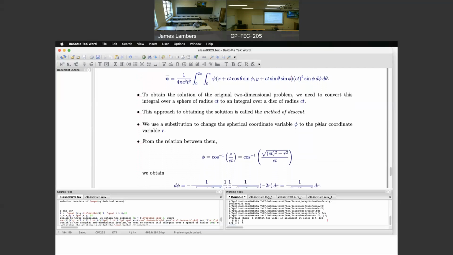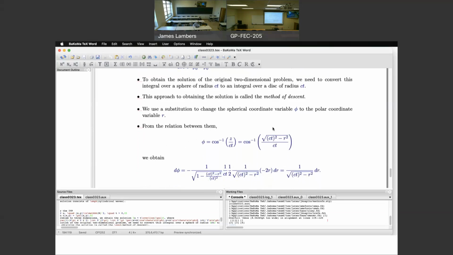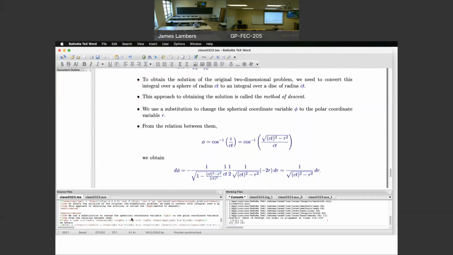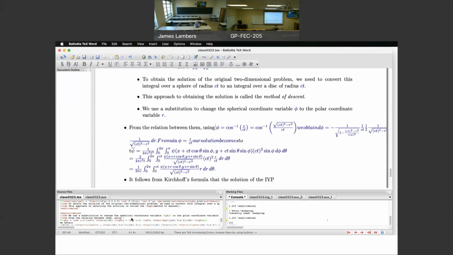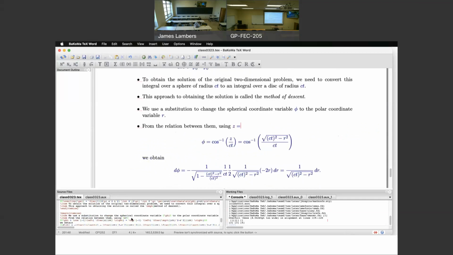So how can we do that? Well, on a sphere of radius ct, the z-coordinate in spherical coordinates is z equals the radius times cosine of phi.